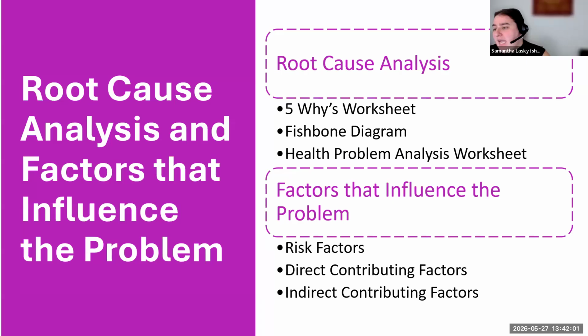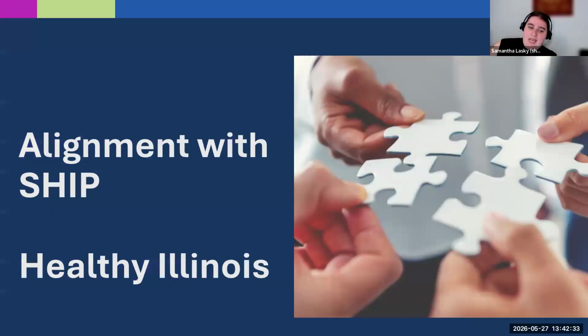Next slide. Great. So, the next things that we talk about, hoping to hear from you all as well at the July training, is where we'll describe the next steps of this process, including conducting a root cause analysis, identifying the factors that influence the problem. We'll share some methods for root cause analysis, like the 5 whys and the fishbone diagram and the health problem analysis worksheet, which describe the risk factors and direct and indirect contributing factors. So make sure to be at our July training virtually.